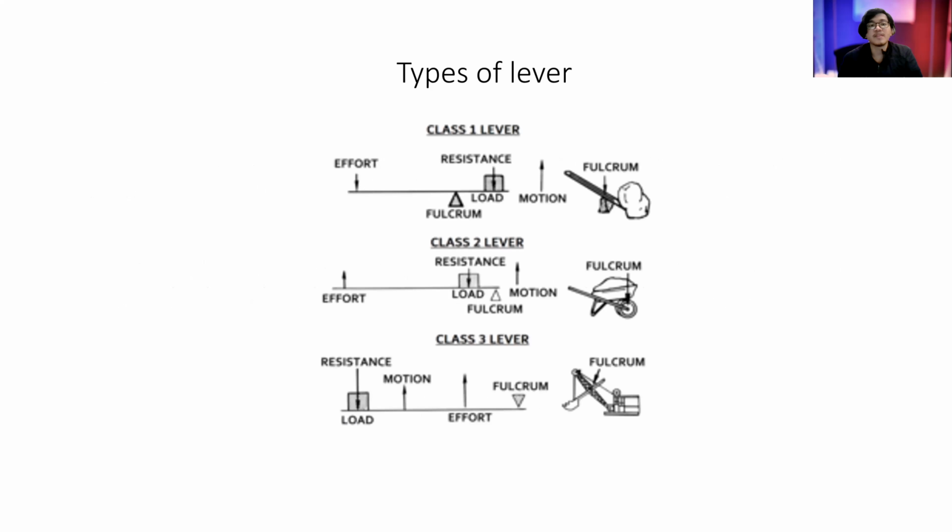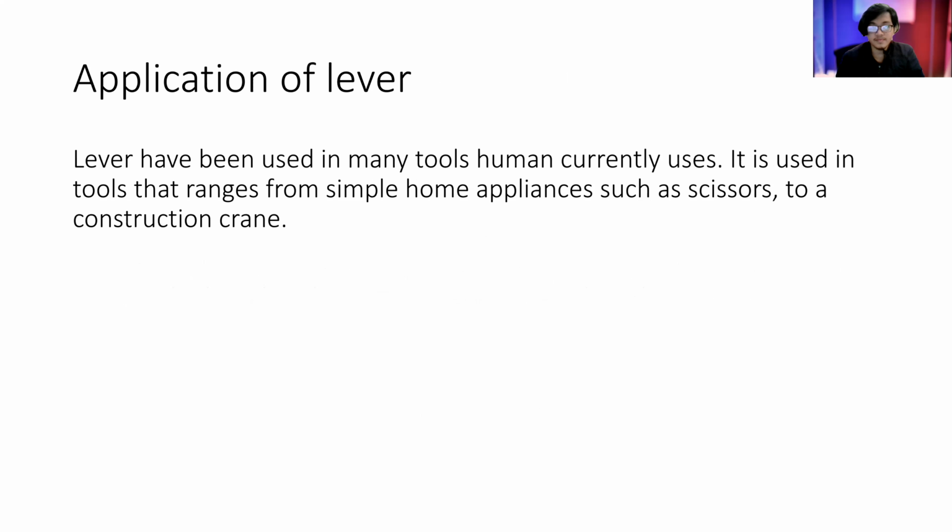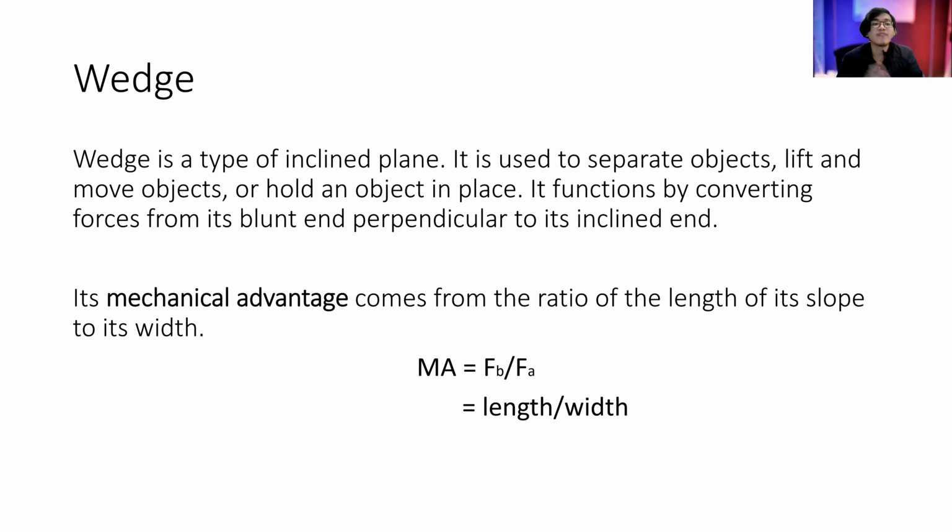And then you have types of lever: class 1, in which the fulcrum is in the middle of effort and resistance, then class 2, in which the resistance or the load is in the middle of effort and fulcrum, and then class 3, in which the effort is in the middle of the load and the fulcrum. And then the application of it is that levers have been used in many tools humans currently use. It is used in tools that range from simple home appliances such as scissors to a construction crane. And then you have wedges.